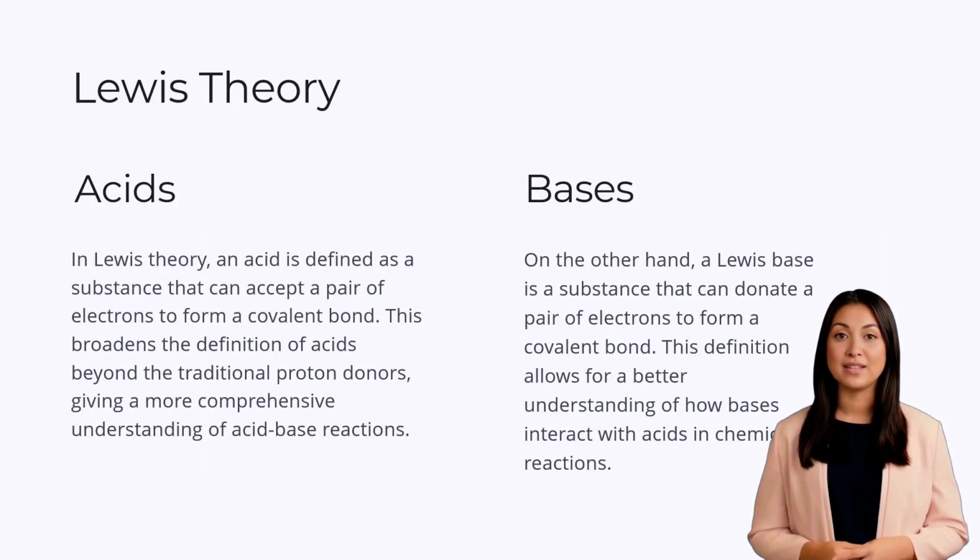Lewis theory is a crucial concept when comprehending acids and bases. An acid is described as a compound that can take up a pair of electrons to create a covalent bond. This expansive description gives a deeper understanding of acid-base responses. In comparison, a Lewis base is classified as a material that contributes a couple of electrons to form a covalent bond, which clarifies how bases interact with acids.